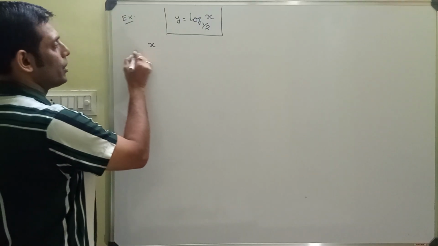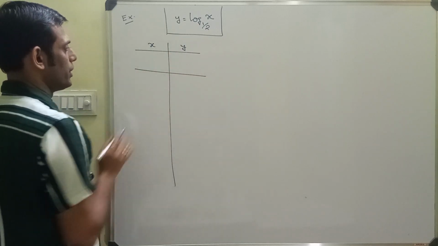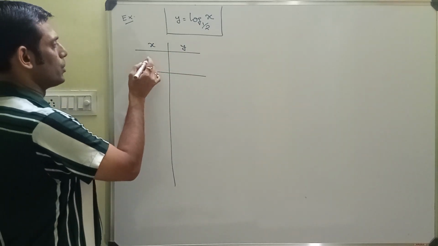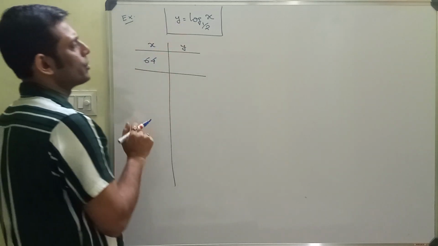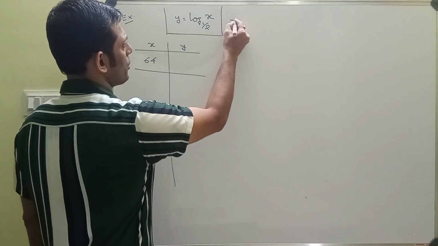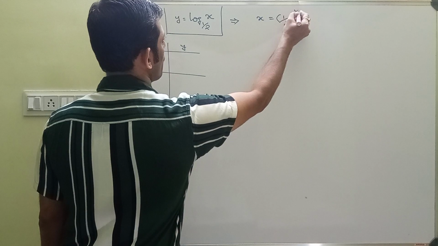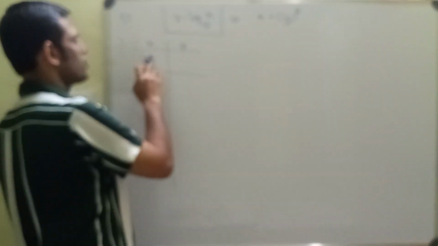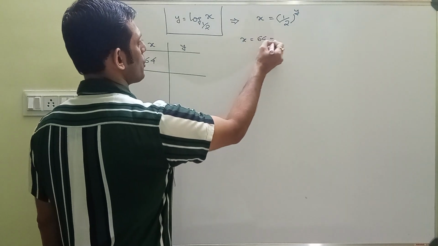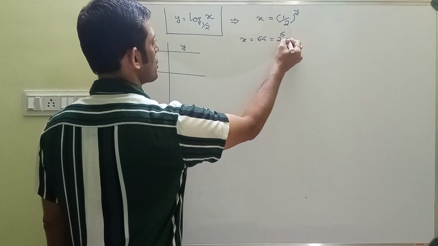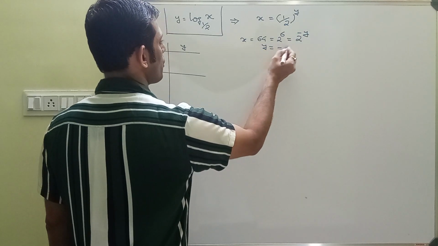So let's plot the values of x and y simultaneously, one over the other. Let's say x is equal to 64. If x equals 64, that means x is equal to half to the power of y. And x equal to 64 means 2 power 6, which should be equal to 2 power minus y. That means y turns out to be minus 6.